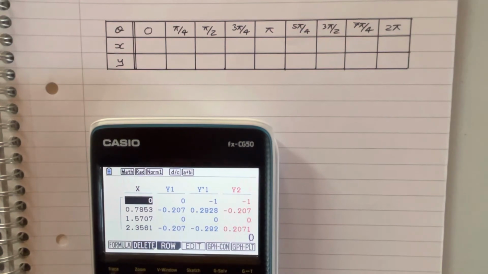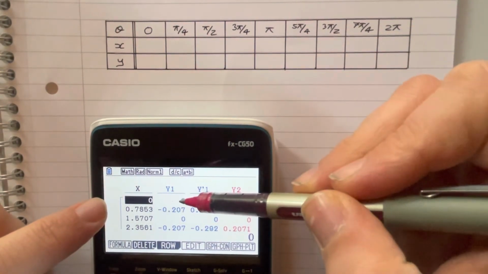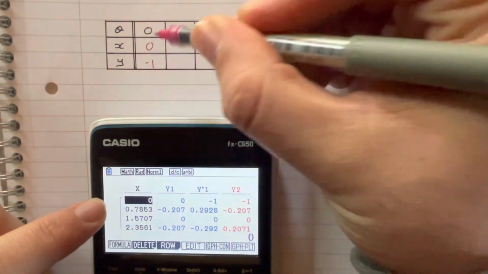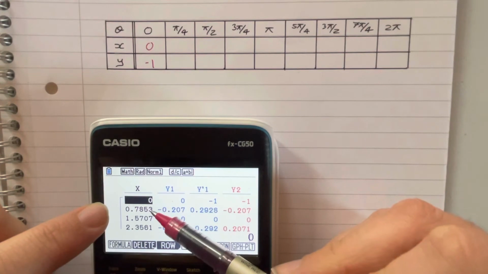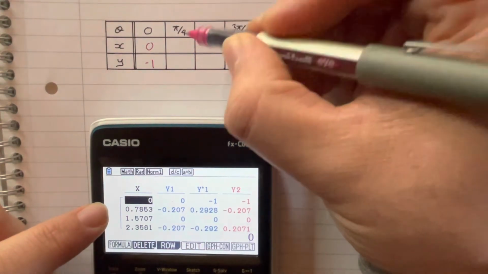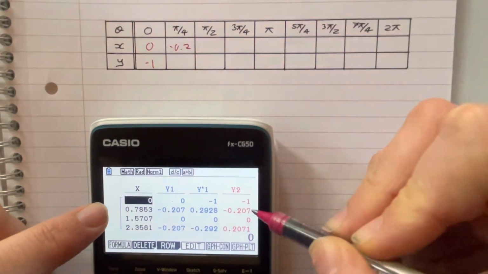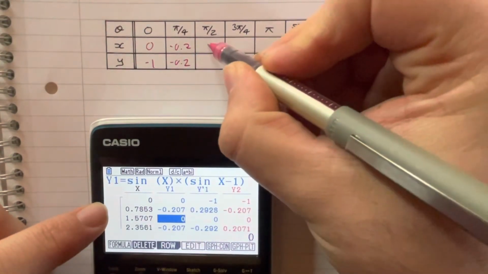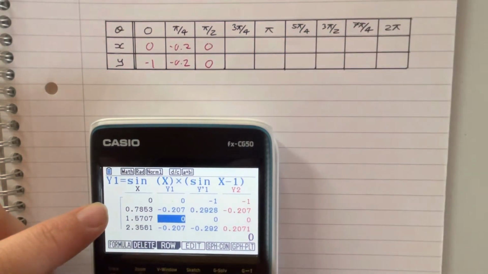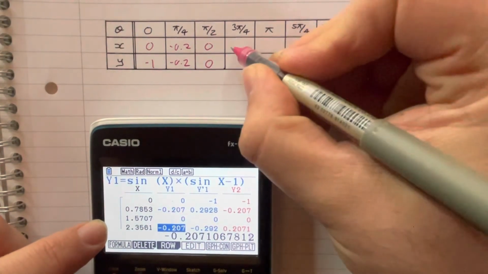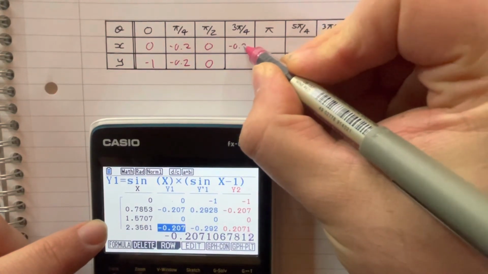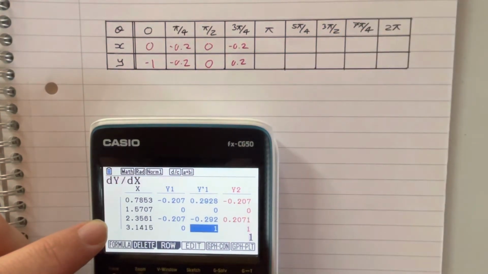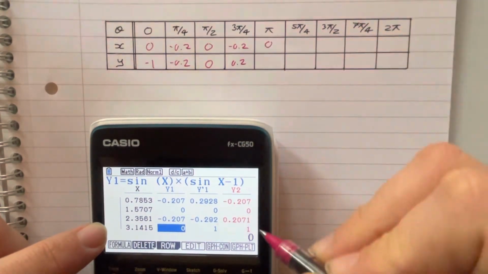Okay. So t is 0, x is 0, y is minus 1. T is pi on 4, x is minus 0.2, y is also minus 0.2. Pi on 2, I've got 0, 0, so it's at the origin at that point. 3 pi on 4, x is again minus 0.2, and y is now positive 0.2. At pi, x is 0, and y is 1.